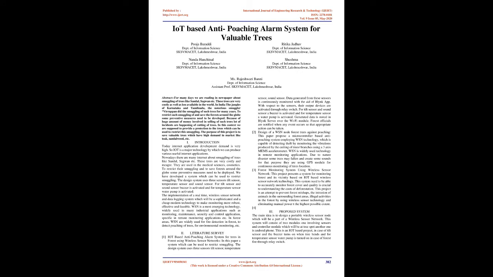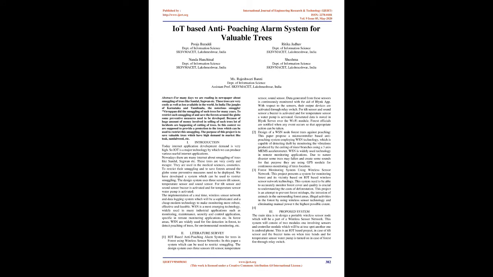In India, in the jungles of Karnataka and Tamil Nadu, the notorious smuggler Veerappan did the smuggling of such trees for many years. To restrict such smuggling and save the forests around the globe, some preventive measures need to be developed. Because of the huge amount of money involved in selling such trees, a lot of incidents of cutting of trees are happening.